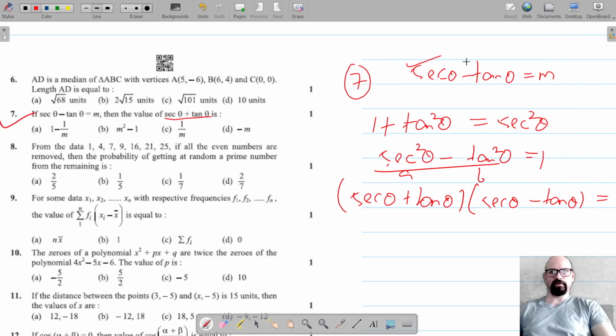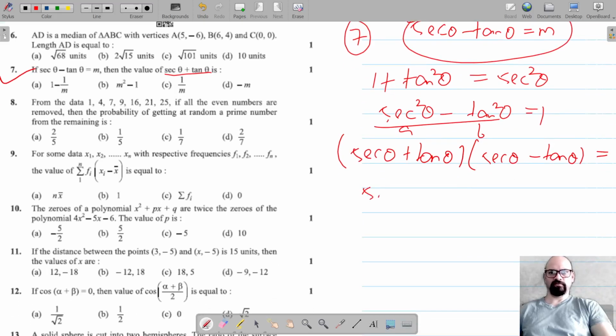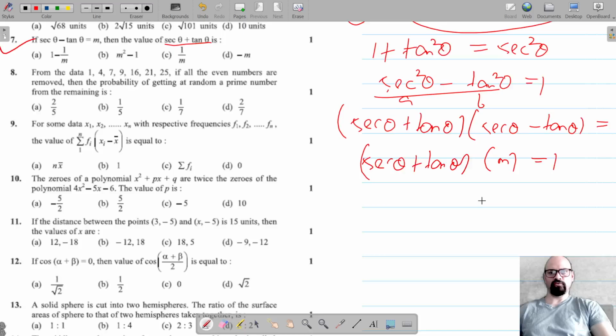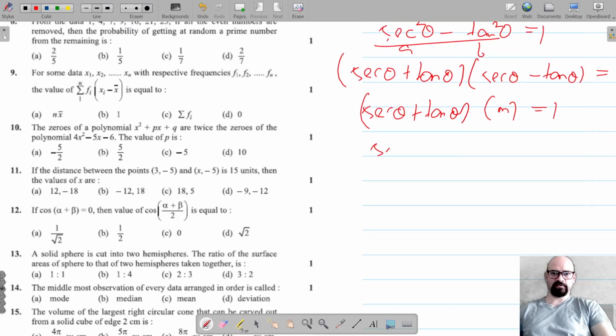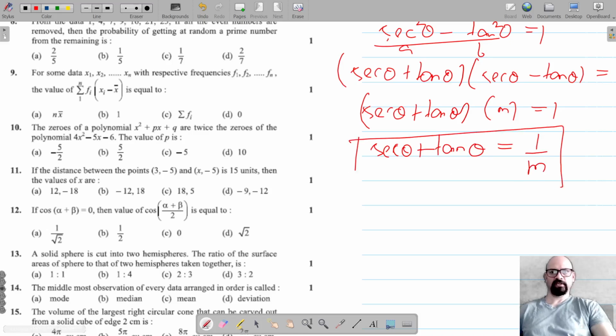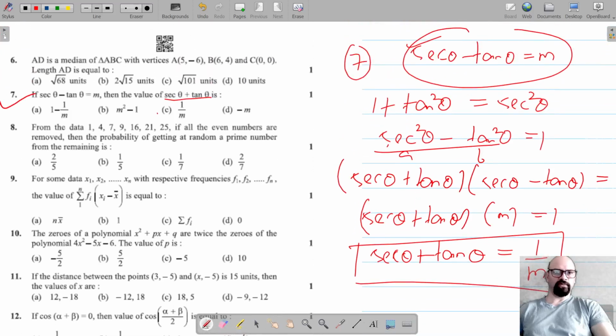Now for us, secant theta minus tan theta is known. So (secant theta plus tan theta) into m is equal to 1, which gives us secant theta plus tan theta is equal to 1 by m. So our answer is 1 by m, which is option C. Let's move on to question number 8.